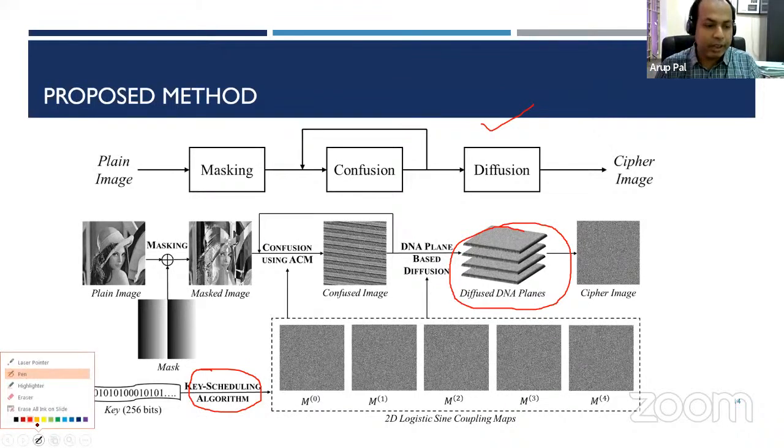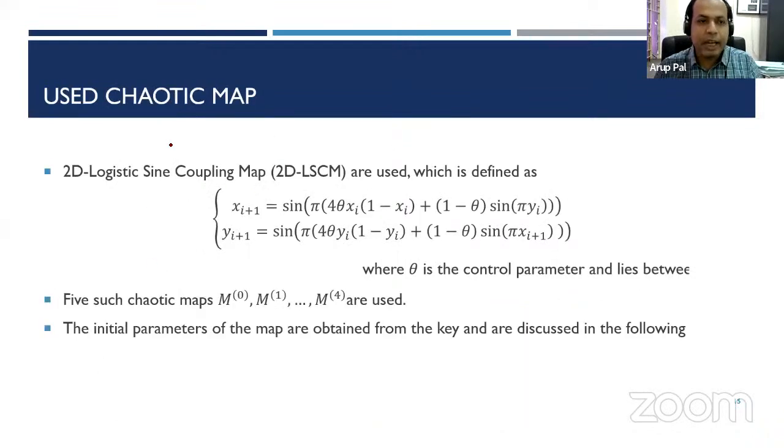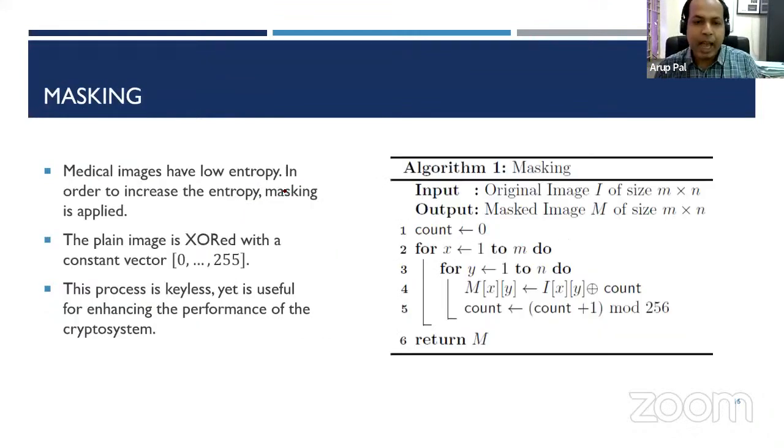Okay, so let's see the algorithm process in more detail. Here we have used the 2D logistic sine coupling map, and that is not the major concern. You can choose an appropriate logistic map as per your requirement. And here we have used this kind of masking process.